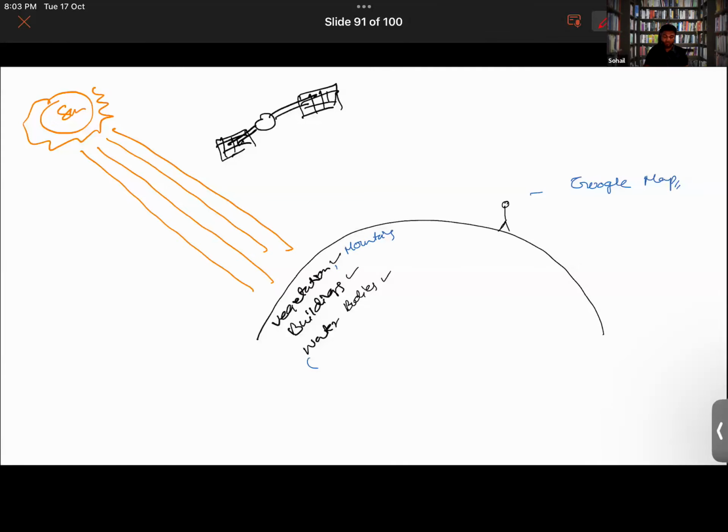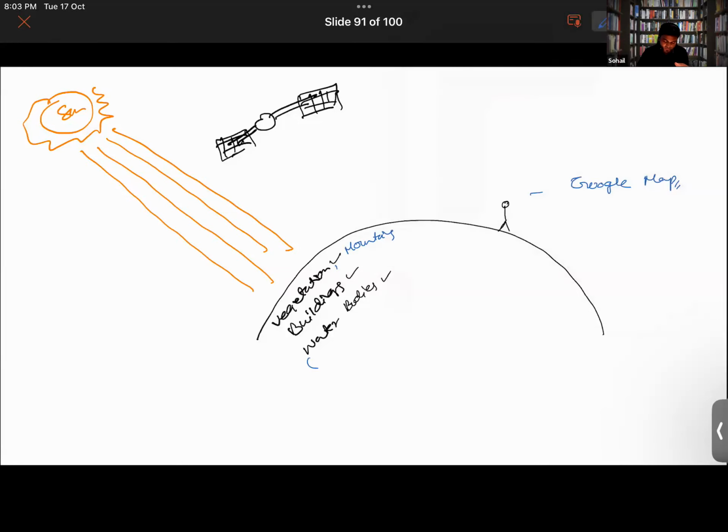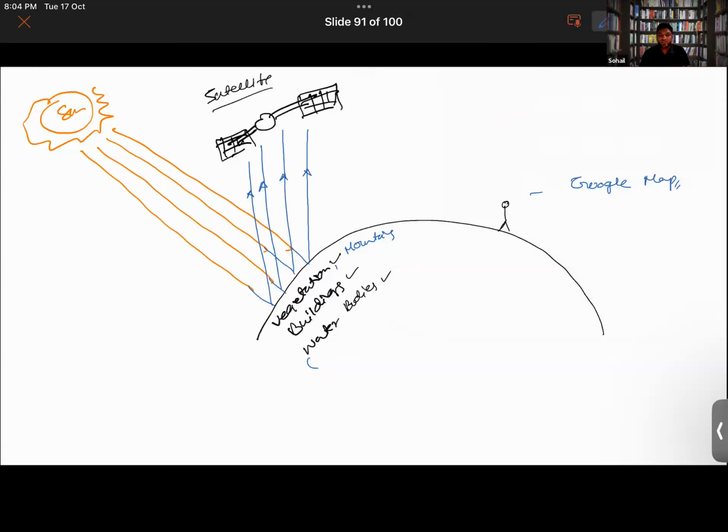So basically, what will happen? We know that when light falls on any surface, it reflects from it. Okay? So all this light will be reflecting here. And then the reflected light rays will reach the satellite here. It will reach the satellite. That is a satellite. Now, what basically happens? The satellite will receive these reflected rays and it will study those waves.